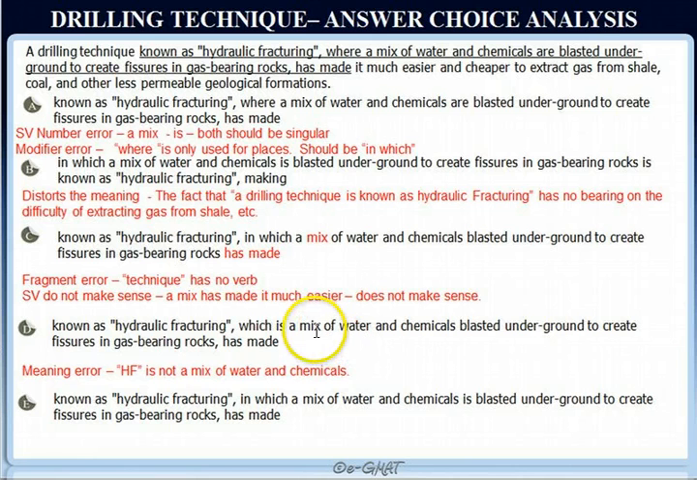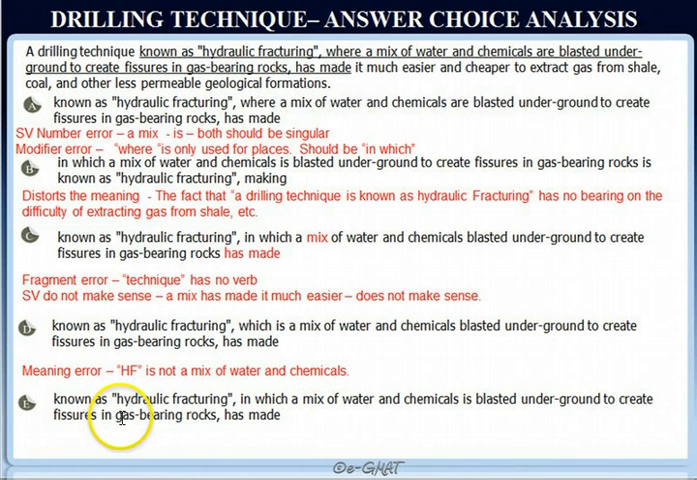This choice, even though grammatically it looks to be correct, which can easily modify the closest noun, but it doesn't make sense to say that hydraulic fracturing is a mix of water and chemicals. So again, we have to be very careful about the meaning of the sentence.